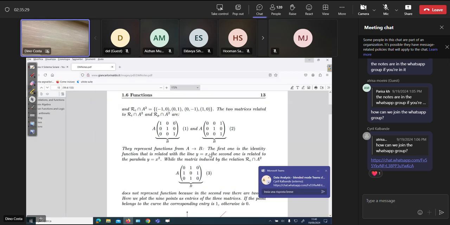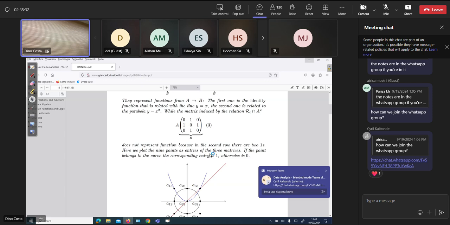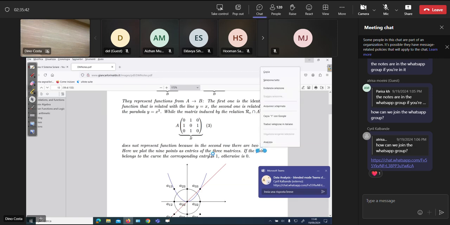And here I describe it. While the matrices induced by the other ones are nice, this one does not represent a function, because in the second row there are 2 ones. I like the representation so much, because otherwise discrete mathematics and algebra are not so nice.